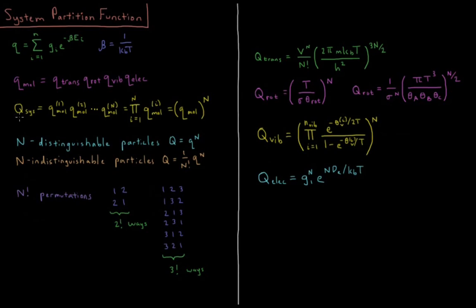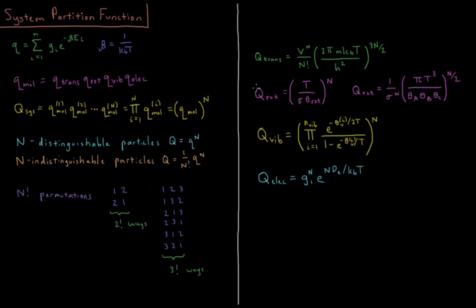Okay, so if we take our Q sys and make it a product of the translational, rotational, vibrational, and electronic components of the total system partition function, what we get is big Q trans is V to the n over n factorial, 2 pi m kT over h squared to the 3n over 2. This is taking the translational partition function to the nth power and multiplying by 1 over n factorial. So just the typical V, 2 pi, mass of particle, Boltzmann constant, temperature over Planck's constant squared.